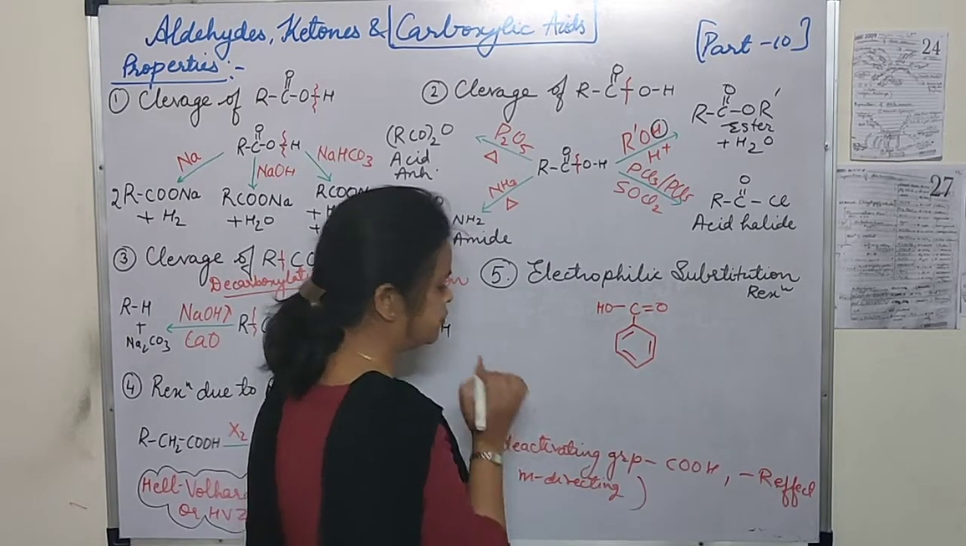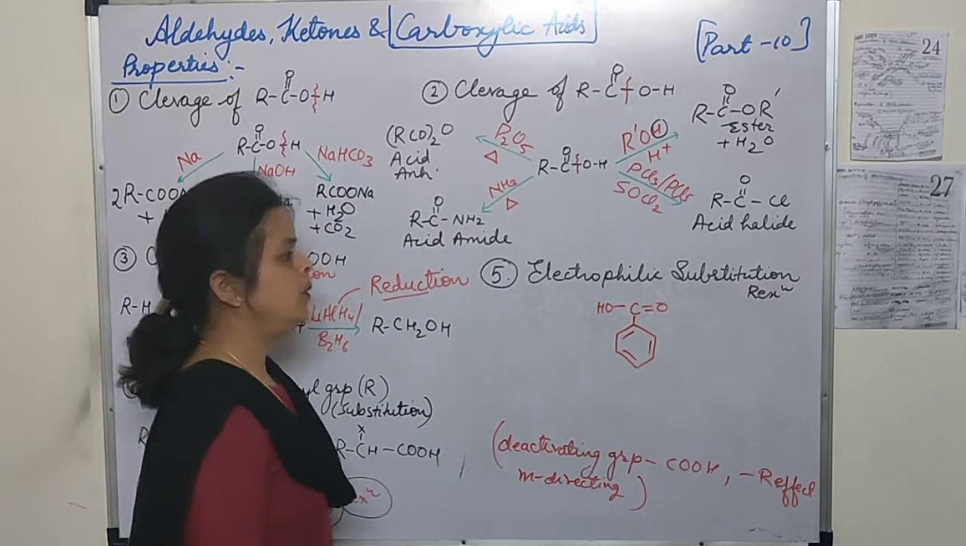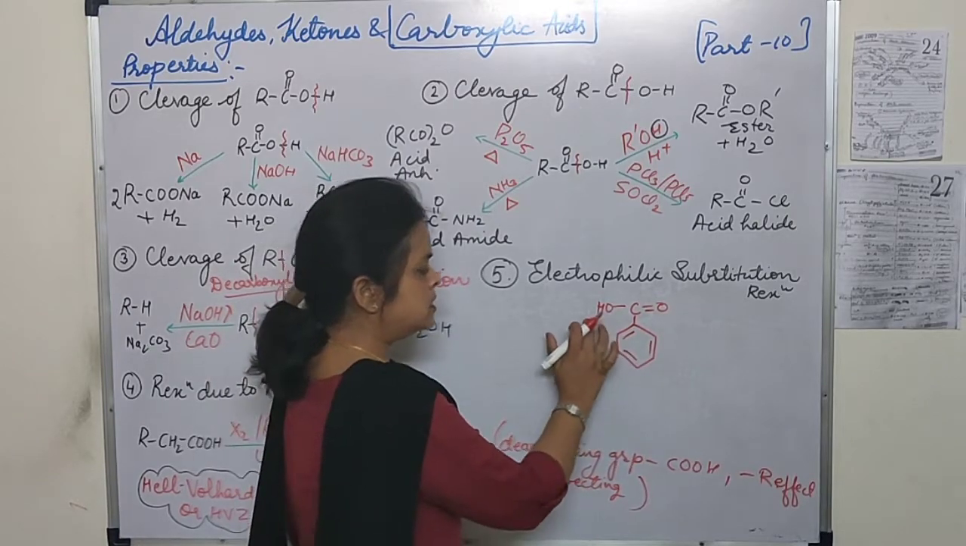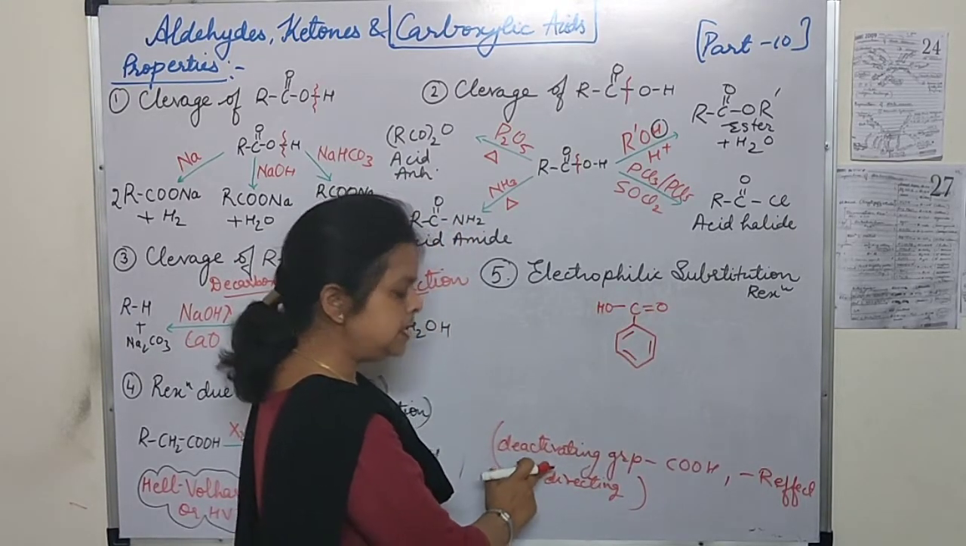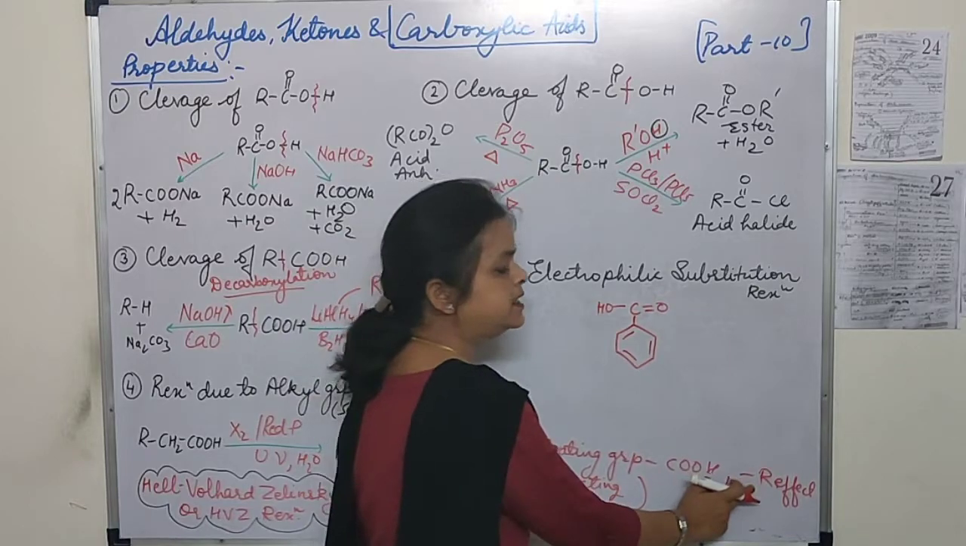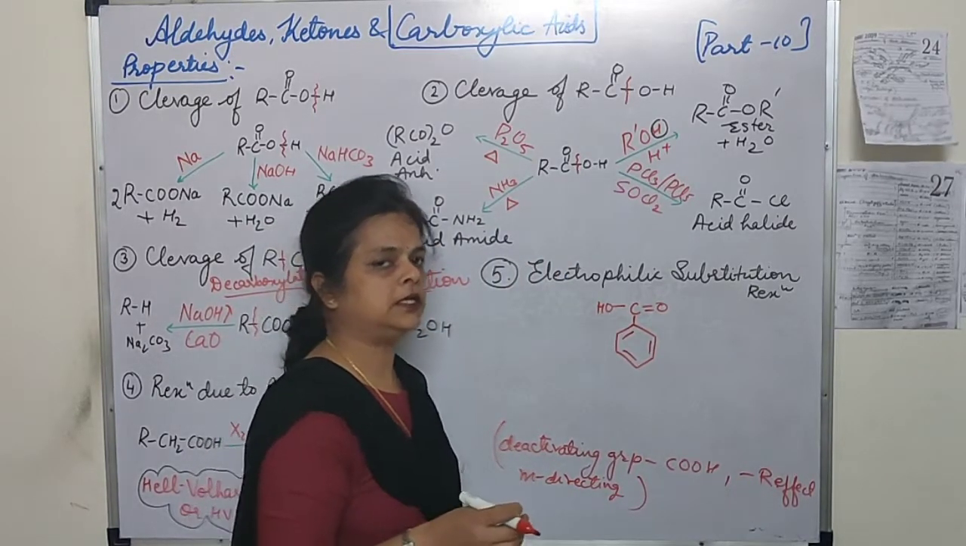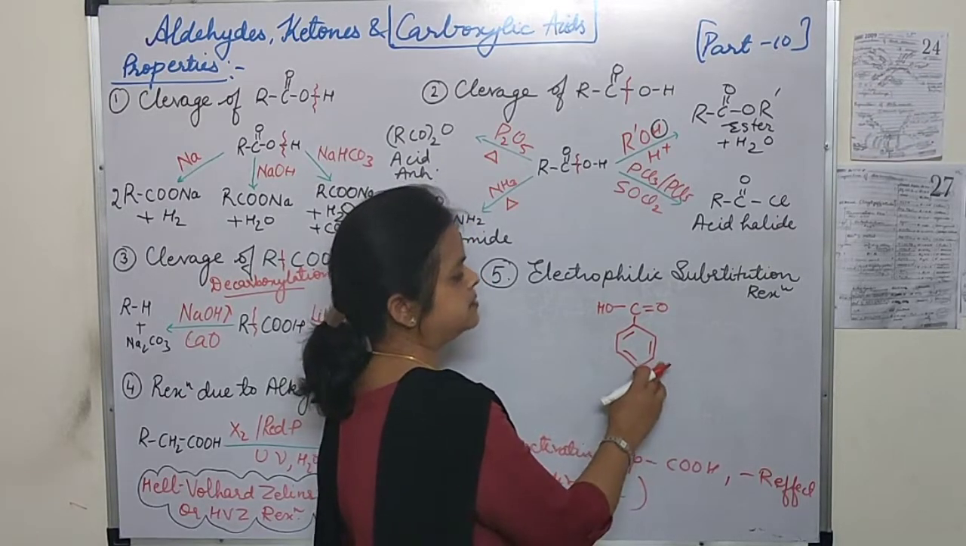Okay, so we have to keep all these points in our mind when we are going to discuss the electrophilic substitution reaction. Because the COOH group is deactivating, it is exerting minus R effect, it is meta directing. That means the incoming electrophile will be directed at its meta position.